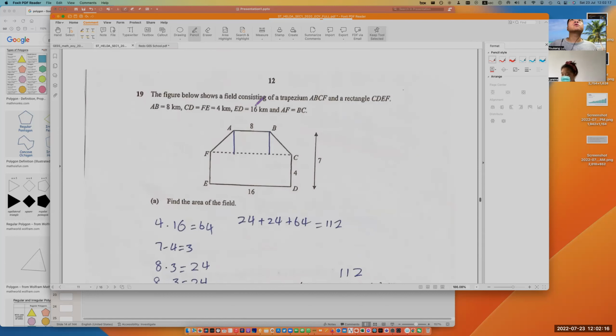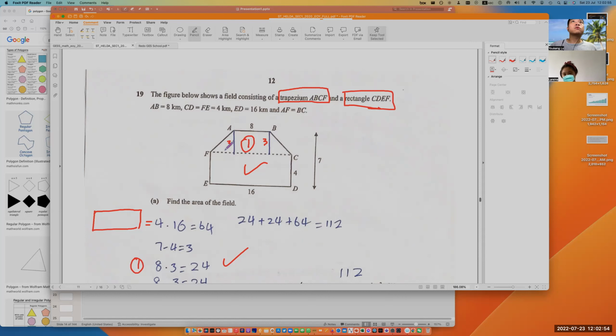Once again, they test you the area of a trapezium. But now it's more than the trapezium. It's both, so that's why you need to split. Let me see how you split. You split 4 times 16, which is this. Next time, I hope you just write this down so that people know that I'm finding the rectangle. Then you use 7 minus 4. I think you are trying to find the height, right? So this one is your figure 1.